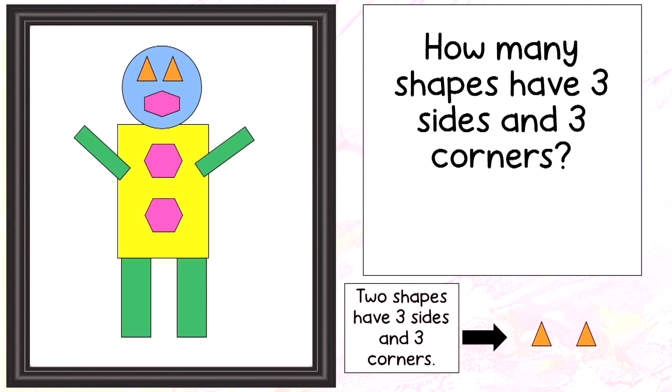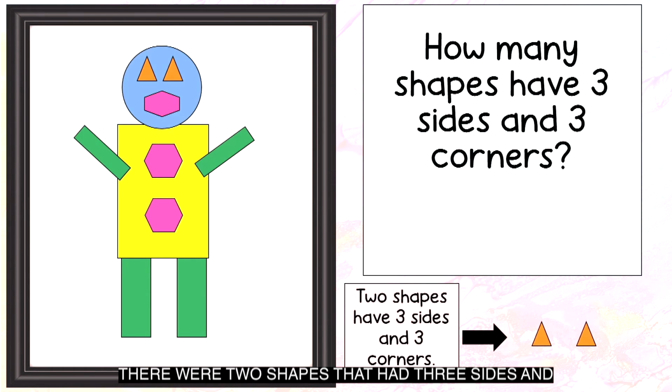Go! There were 2 shapes that had 3 sides and 3 corners. Do you remember the name of shapes with 3 sides and 3 corners? Yell it out! That's right, these shapes are triangles.